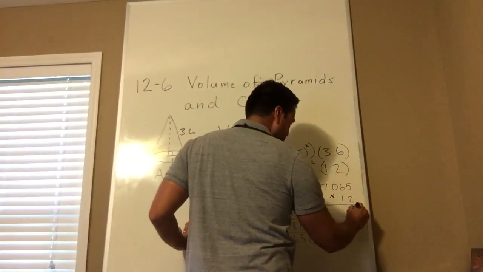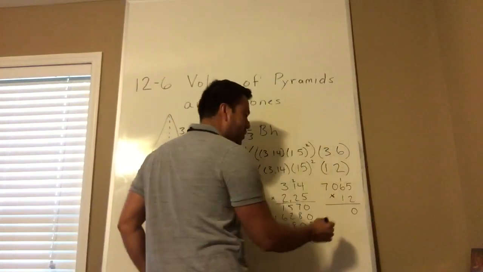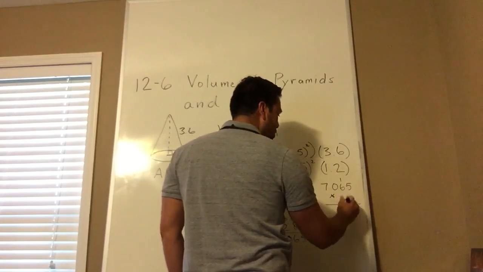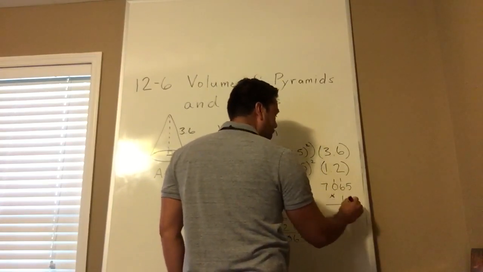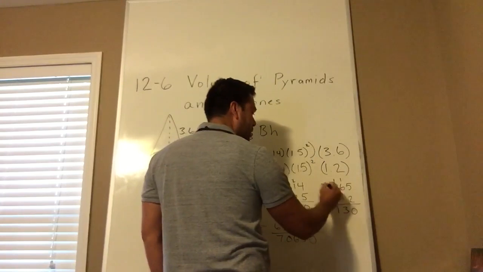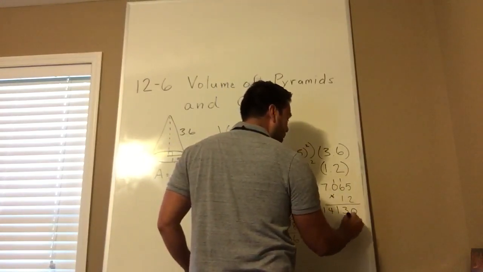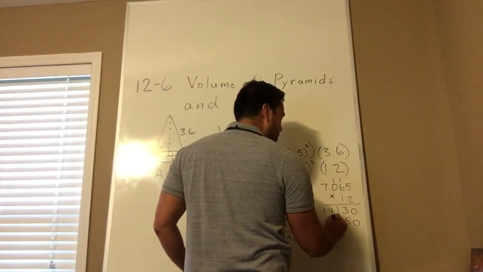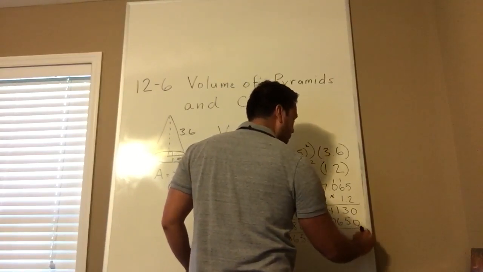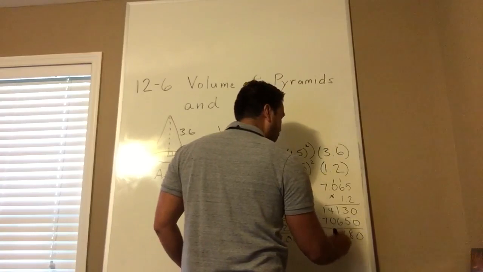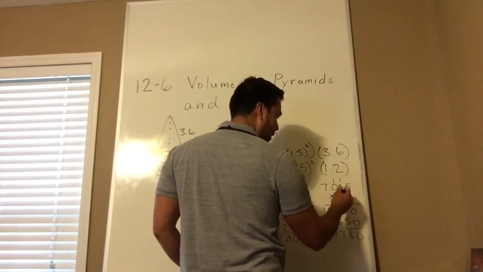Okay, last part of the problem. 5 times 2 is 10. 6 times 2 plus 1 is 13. 2 times 0 plus 1 is 1. 2 times 7 is 14. 0 place value holder. 5 times 1. 6 times 1. 0 times 1. 7 times 1. 0, 8, 7, 4, 8. Decimal point, 4 places in.